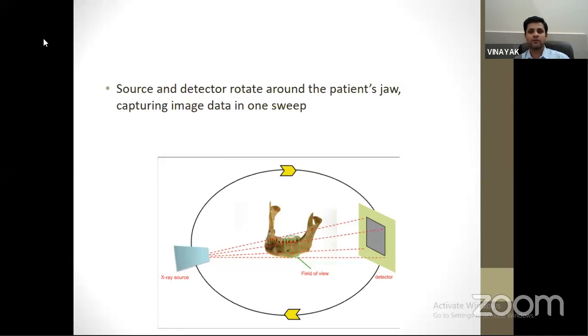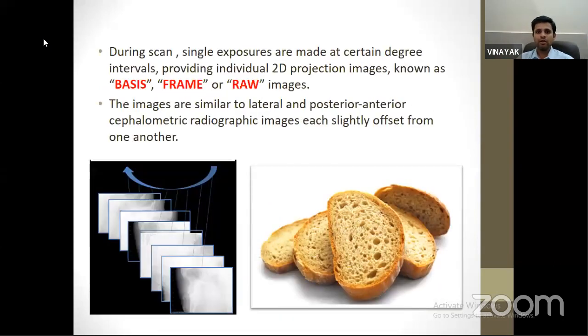It is in the shape of a cone. And the receptor is not a normal one-dimensional receptor. It is a two-dimensional receptor. So while rotating or revolving around the patient, that X-ray beam will take multiple X-rays.